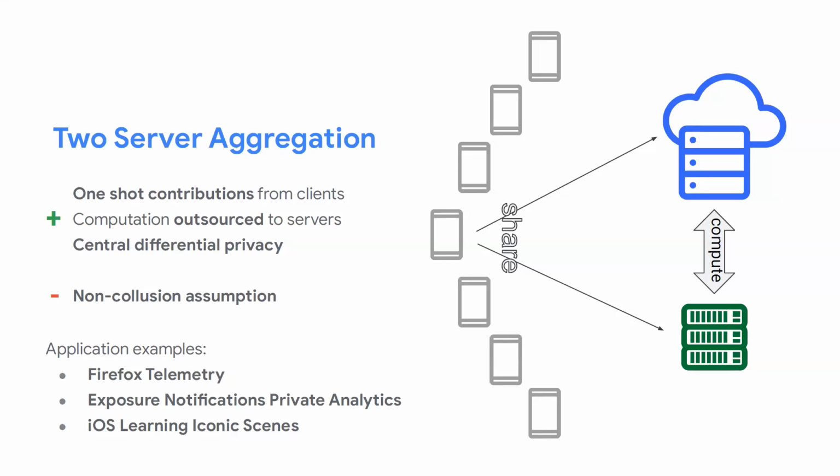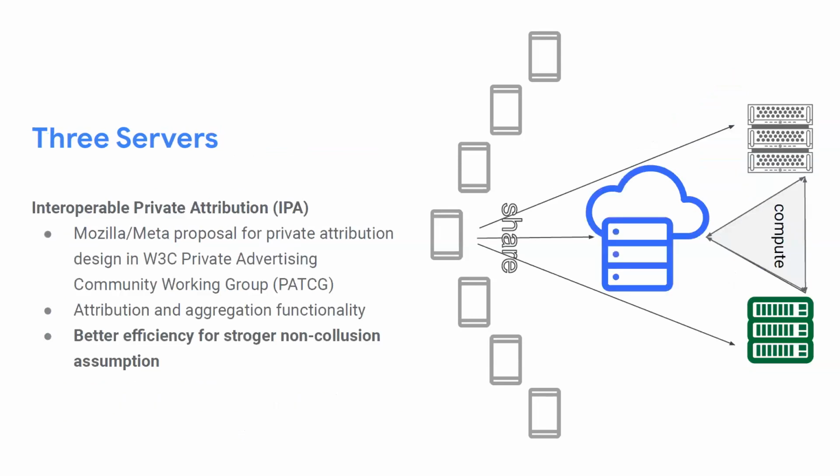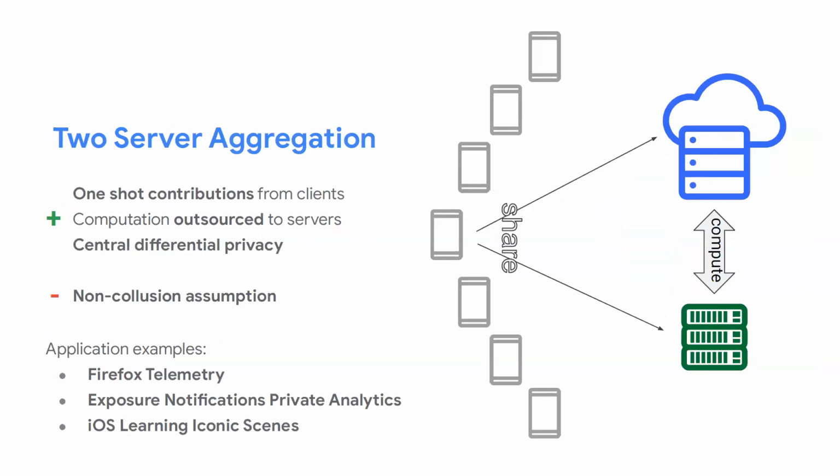The positives that come from these models is that these constructions usually are one-shot contributions from the clients, right? So clients participate only once and forget about it. So you don't have to deal with these issues of clients dropping out and figuring out how to change your protocols. Most of the computation is outsourced to these computationally powerful parties. And in this setting, it's easier to achieve the central differential privacy if the servers are the ones that we rely on to add the differential privacy noise at the end.